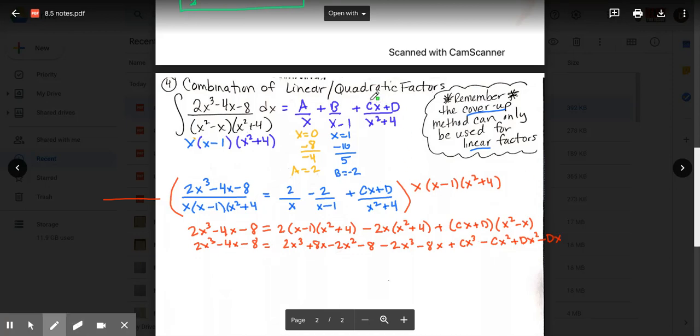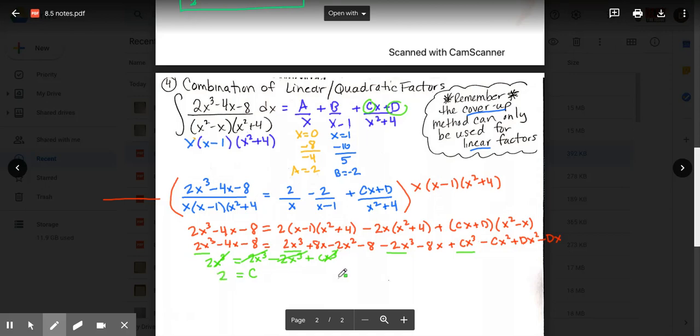I need to find C and D. C and D are my goals. So I usually start with the highest power on the left. So 2x cubed equals 2x cubed minus 2x cubed plus cx cubed. So 2x cubed equals x cubed plus cx cubed. So then these are going to cancel. You can divide through by x cubed. So you get c equals 2.